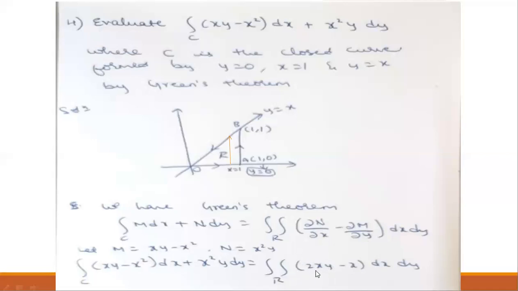So we need to evaluate this double integral over the region R, which is our region of integration. Here you can see this is our region of integration, because I have made a closed curve here. The closed curve is O, A, B, O. We need to evaluate this integral over the closed curve. So this is our region of integration.